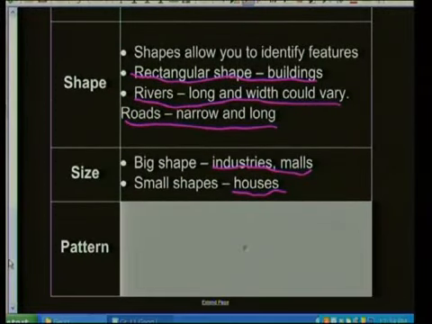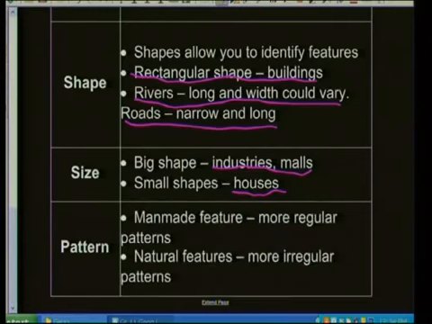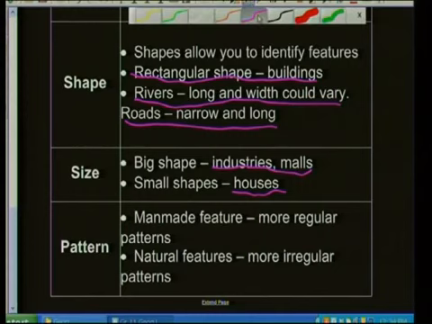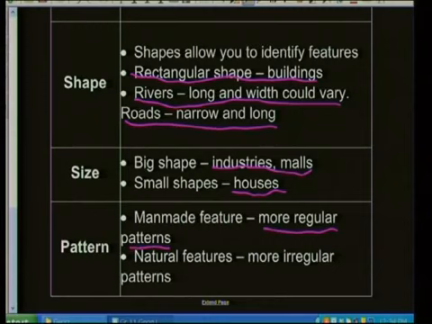Pattern is another one. All right. Man-made features have a more regular pattern, whereas natural features have a more irregular pattern.